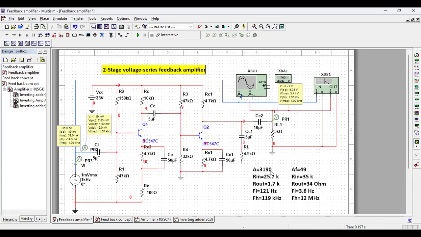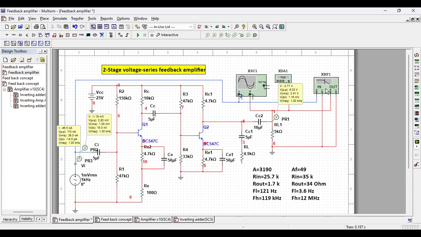Right? Now, what is the input resistance? Input voltage is 2.83 millivolt. I see input current is 110 nanoampere. So input resistance is 2.83 milli by 110 nano ohm. That means it is 25.7 kilo. So input impedance is 25.7 kilo ohm.